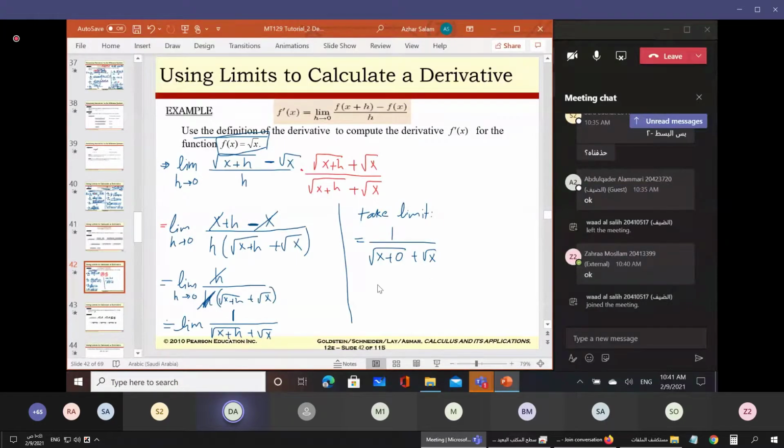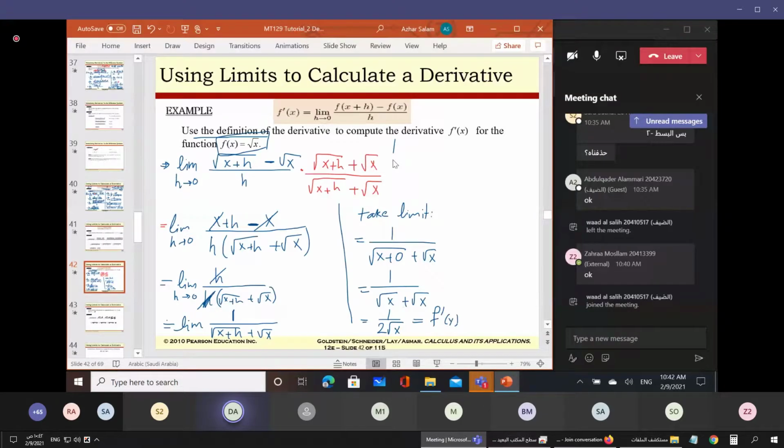Okay, that's right. So here I have 1 over the square root of x plus the square root of x. I have here two values. So 1 square root plus 1 square root, it will be 2 square roots. Okay, 1 over 2 square root of x. This is the value of the derivative. Okay, this is f dash of x.